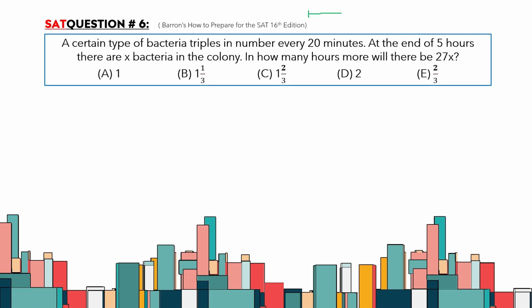So we can see the time, if the time is 1 hour, it's 60 minutes. So every 20 minutes, since they ask for how many hours more, we start at whatever we have. So the 5 hours before, we don't count on it, but we know that we start from X bacteria.